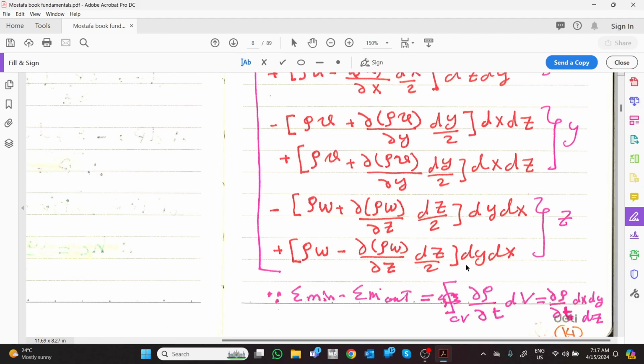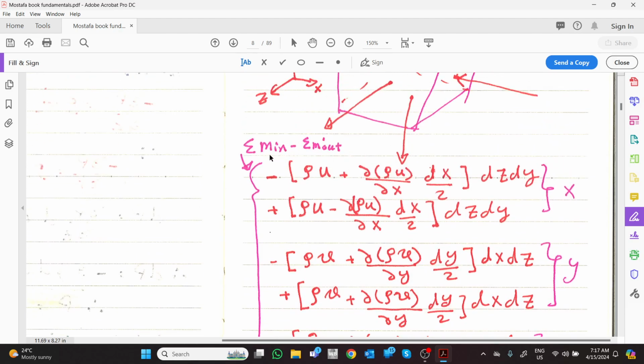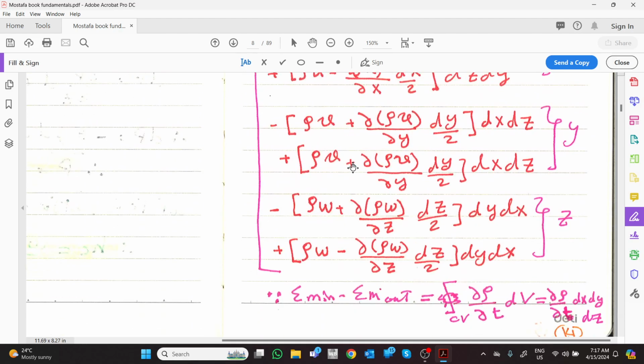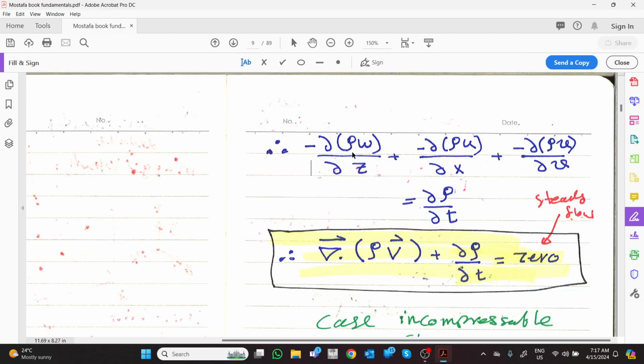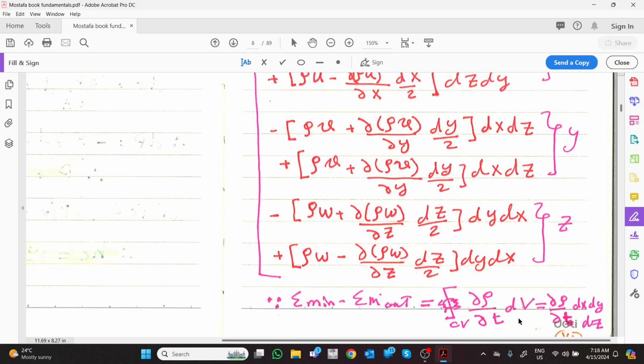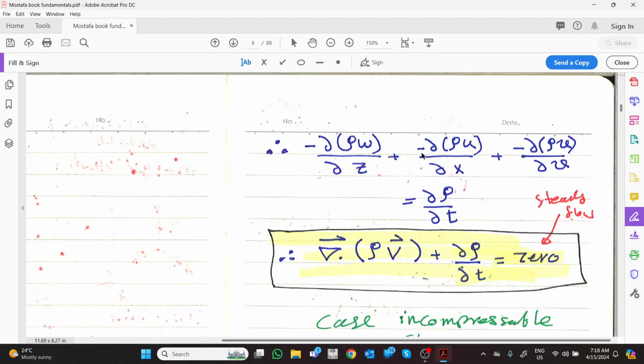Okay, so the concept: the rate of change in the density multiplied by the volume, which is dx dy dz, per time in a control volume, should equal the sum of mass in minus mass out. Okay, put it all together. There are no vectors here, if you can see, so we can put it in one equation.